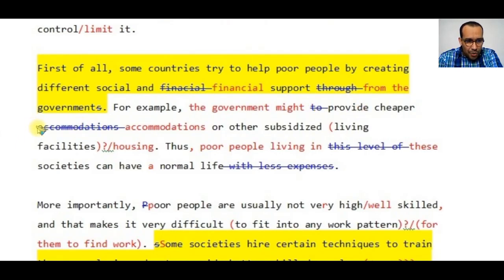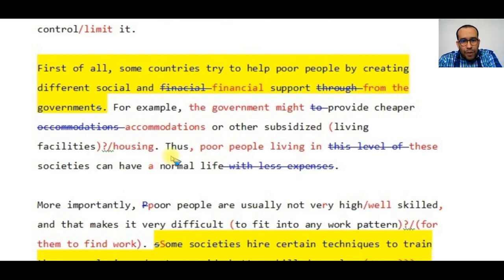Cheaper accommodation, here we have a spelling mistake. Accommodation begins with A and not O. Or other subsidized living facilities is not the way it should be expressed, but what this student writer wanted to say maybe is or other subsidized housing instead of living facilities.